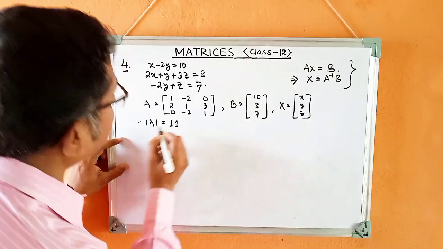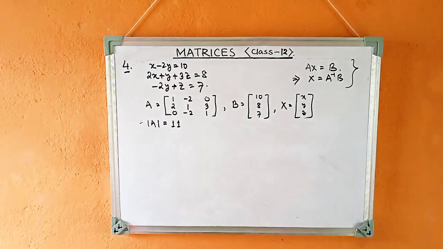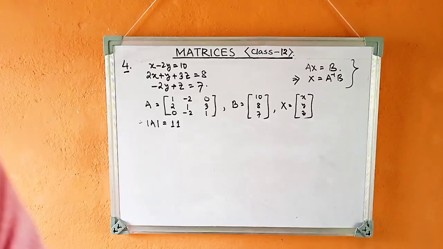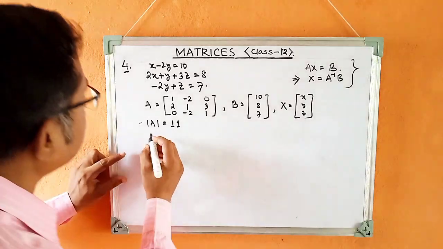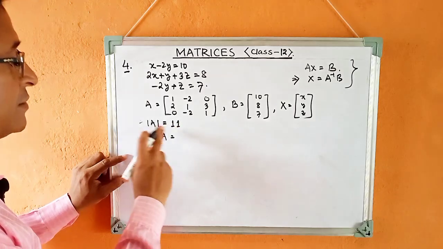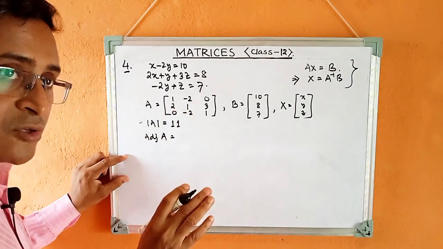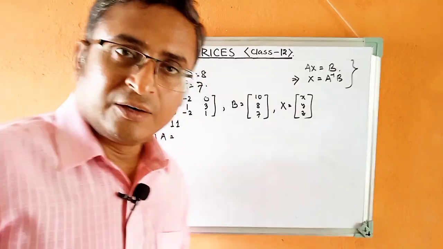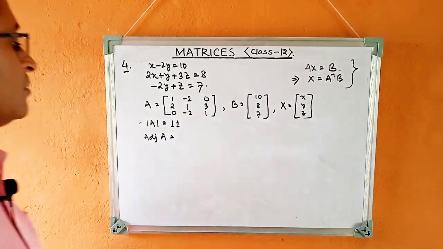After calculation we get determinant of matrix is equal to 11. Okay, now next one is adjoint A. Determinant A is equal to 11, that is not equal to 0. Then the solution of this equation is possible. Okay, now check how to solve this.